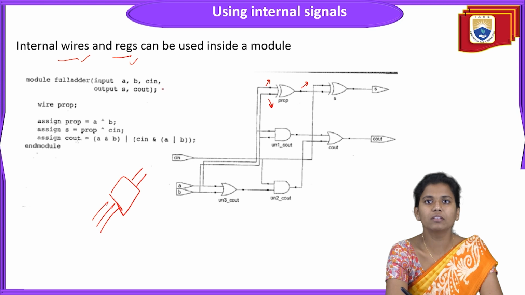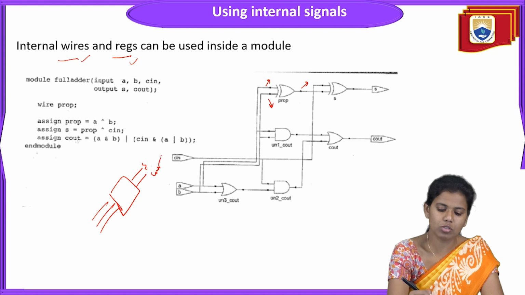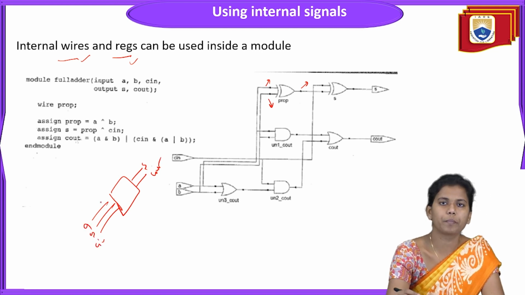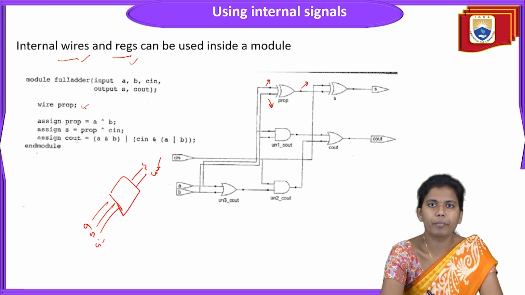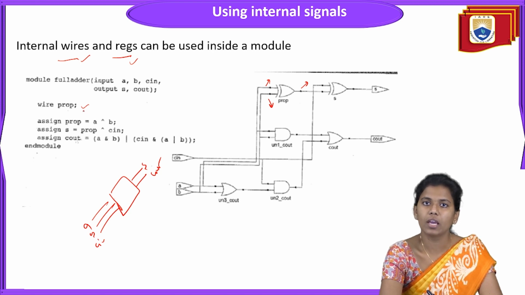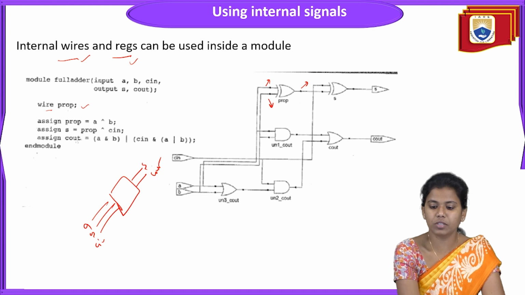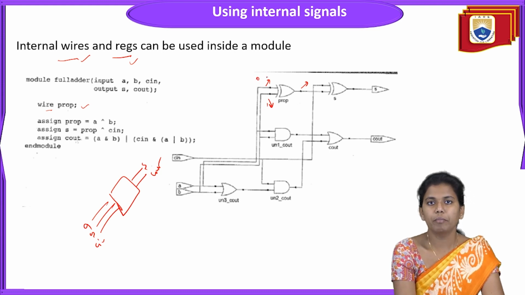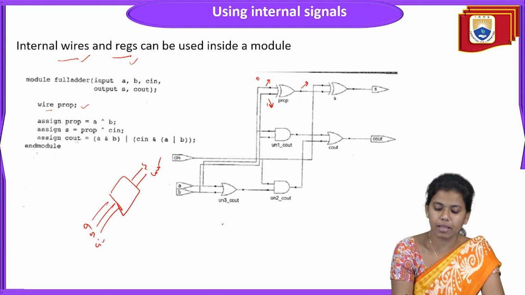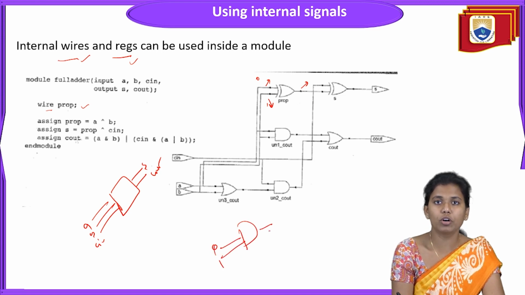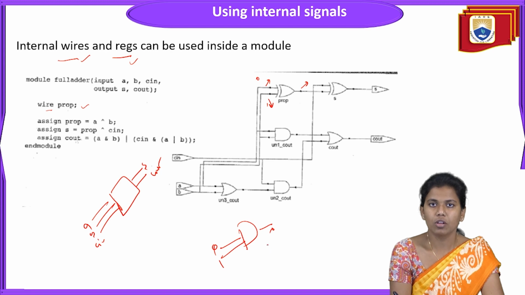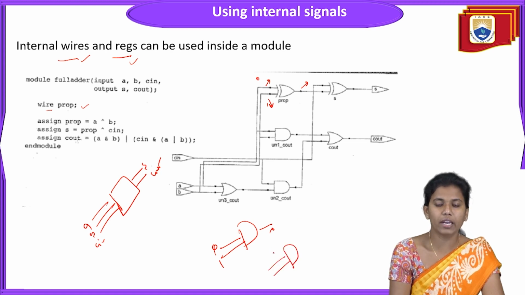My inputs are A, B and C in, and my outputs are S and C out. And then wire prop. For the propagation of the inputs to the output, I'm using a keyword called wire, just to propagate the input. For example, based on my 0 and 1, I'm considering an AND gate. With 0 and 1, what would be my output? My output would be 0. Then I'm considering one more AND gate, that is 1 and 1, so my output would be 1.